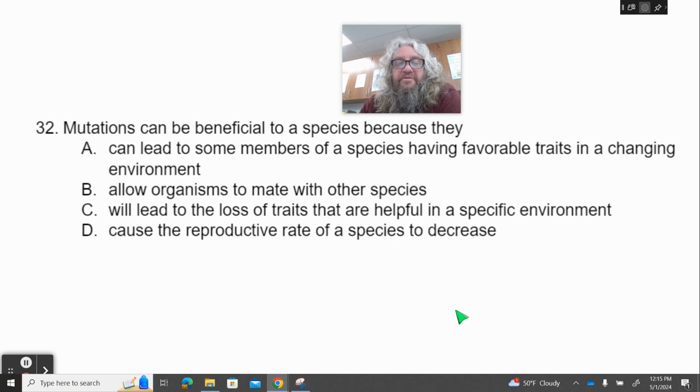Number 32. Mutations can be beneficial to a species because they, A, can lead to some members of the species having favorable traits in a changing environment. B, allow organisms to mate with other species. C, will lead to the loss of traits that are helpful in a specific environment. D, cause the reproductive rate of the species to decrease.